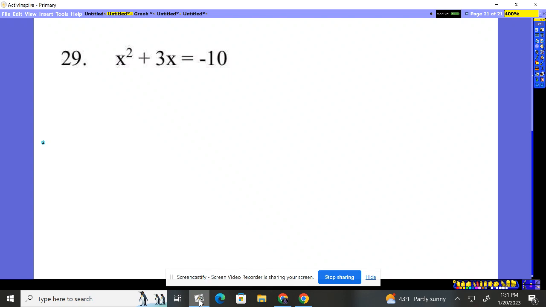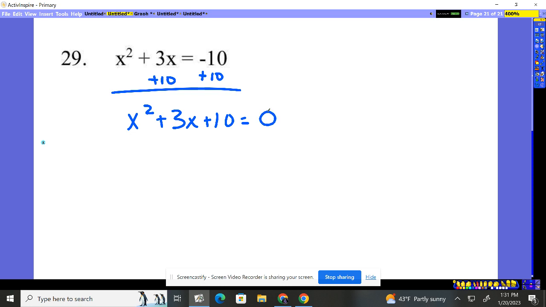Number 29, it wants us to use the quadratic formula to help us solve this. Well, first, you have to get it set equal to 0. So I need to add 10 to both sides of the equation. So I get x squared plus 3x plus 10 equals 0. So I'm looking for the x that's going to make this true.